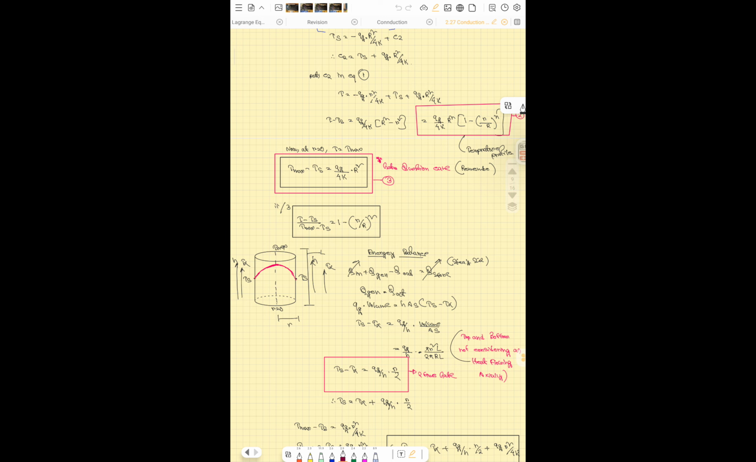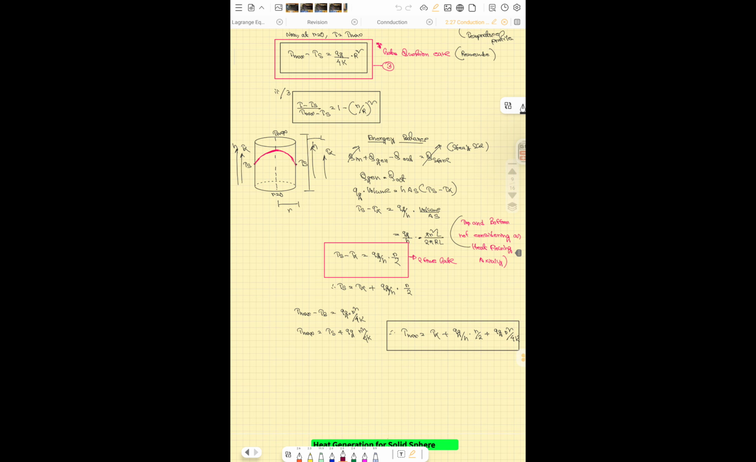Then shuffling the terms, Ts minus T infinity equals qg by h into volume by As. That is also the characteristic length. The volume for a cylinder is pi r squared L, and the surface area is 2 pi r L. Top and bottom are not considered, because heat is not flowing axially.